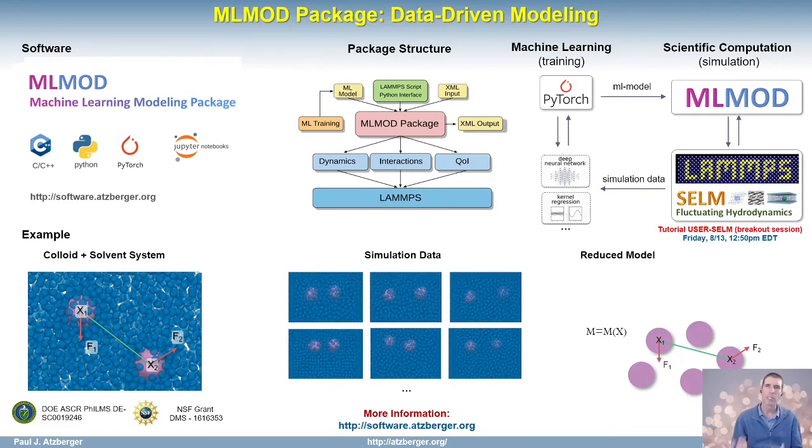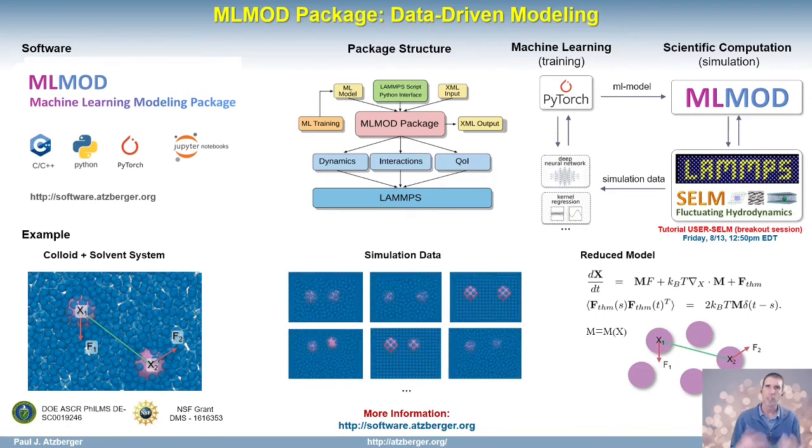Once one has estimated and encoded this mobility tensor M of x, one can apply tools from statistical mechanics to get the drift diffusion dynamics. So what we're envisioning here is a way in which we can move information and models back and forth between common machine learning frameworks and LAMMPS simulations. The MLMOD package provides different modalities for doing that.